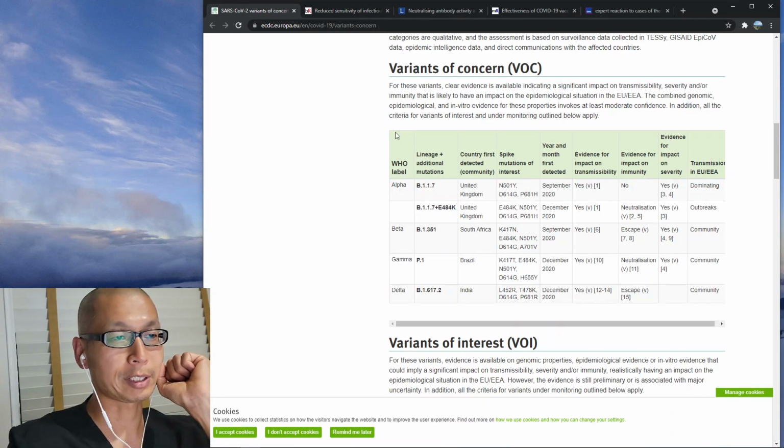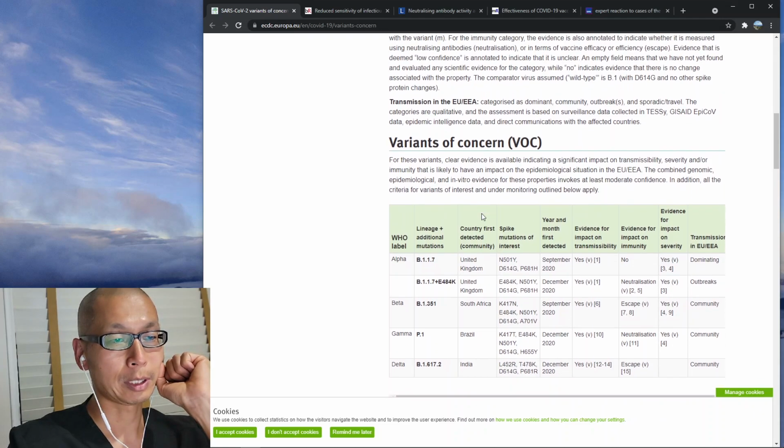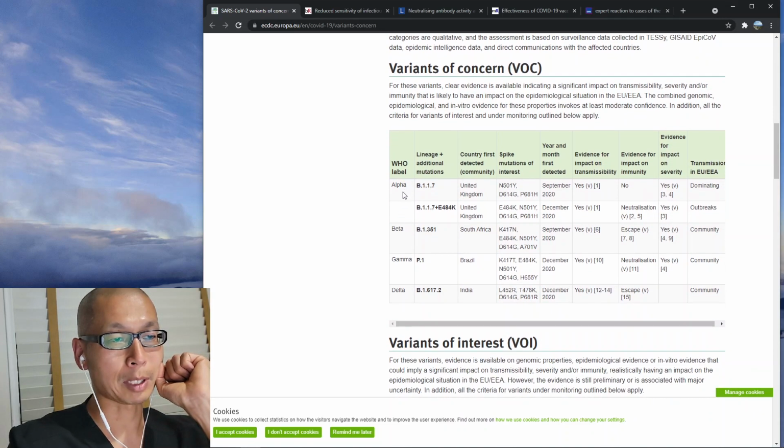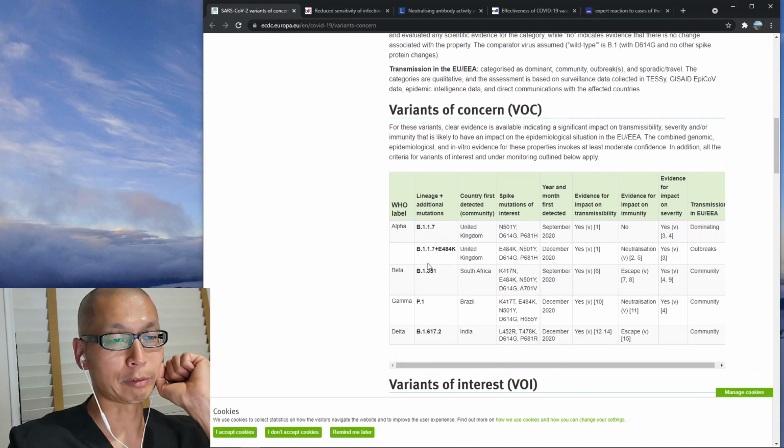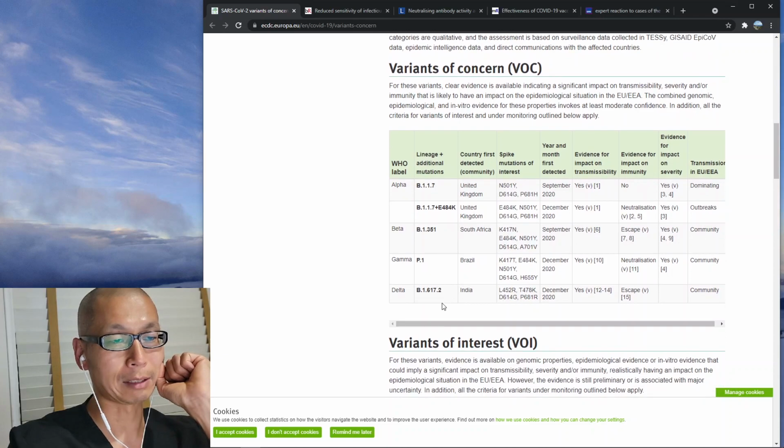So if you look across here, these are the variants of concern by the European Union, and they've started labeling them alpha, beta, gamma, delta. Alpha, which refers to the UK variant, beta, which refers to the South African variant, gamma, which is the Brazilian variant, and delta now, which is the Indian variant. So alpha, beta, gamma, delta.